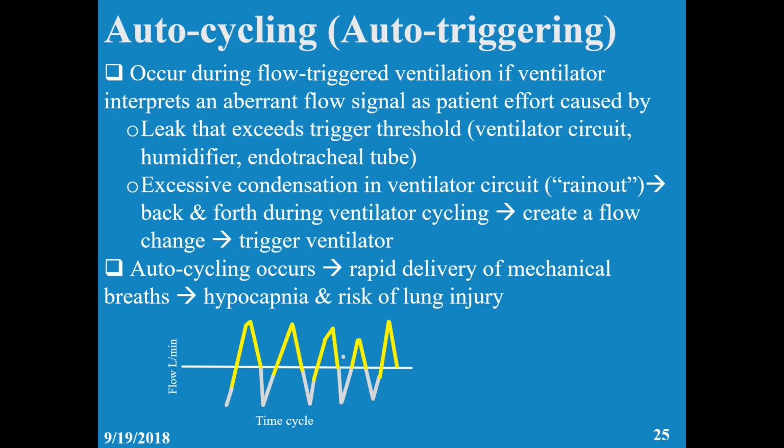So when you see auto-cycling, please look at the leak, at the ventilator, at the endotracheal tube, or at the humidifier. And if everything is fine, look at the fluid in the expiratory arm of the ventilator tubing to make sure that there is no auto-cycling. In auto-cycling, the ventilator will think that the patient is triggering. It happens when the leak or the movement of the rain out is more than the set trigger, and therefore the ventilator thinks that the patient is breathing, and thus it becomes auto-cycling, or ventilation of the baby without the need of the baby.